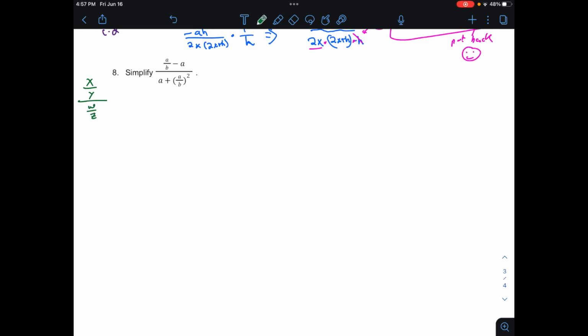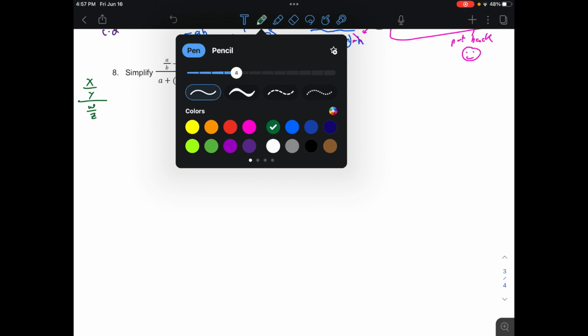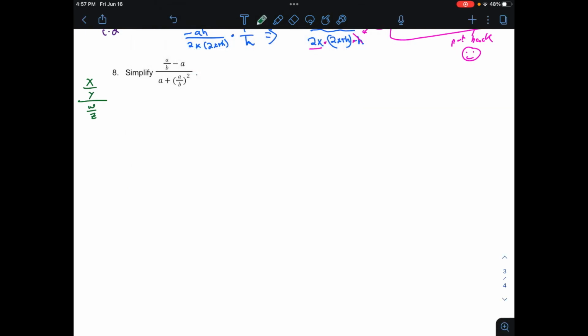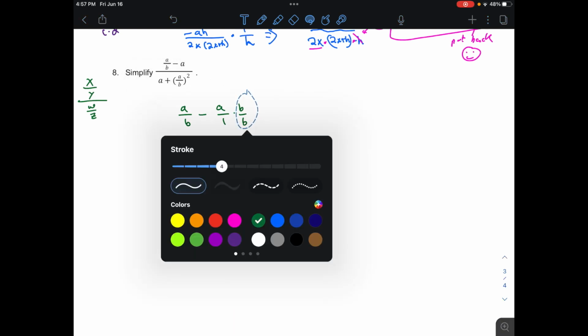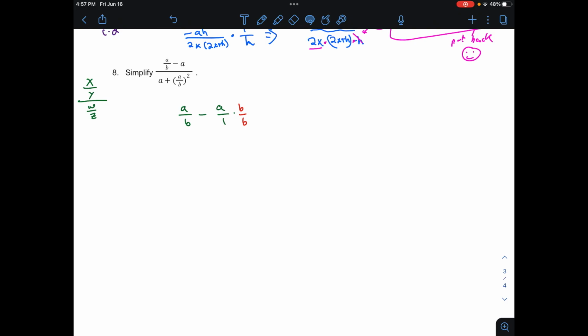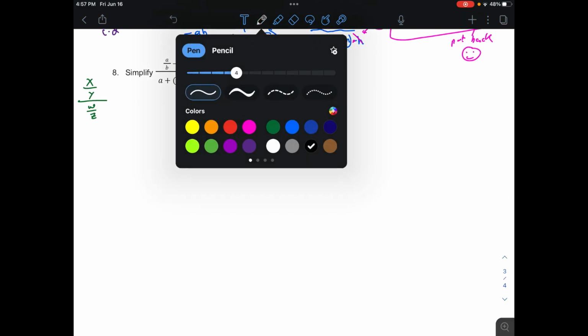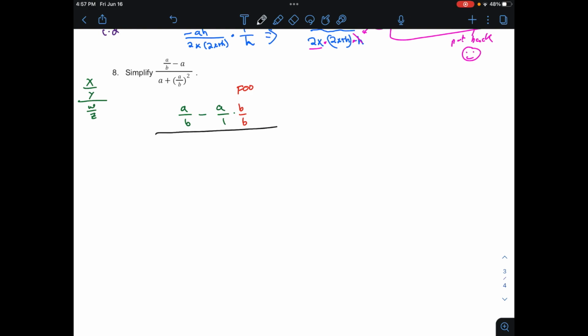I want one fraction first, right? So let's go for that. Numerator, I need a over b minus a over 1 times b over b, using my form of 1 to get a common denominator. Okay, there's my foo. Well, let's make our foo red. We did that before, so why not? Okay, we'll even say foo. Then we put our fraction bar here.